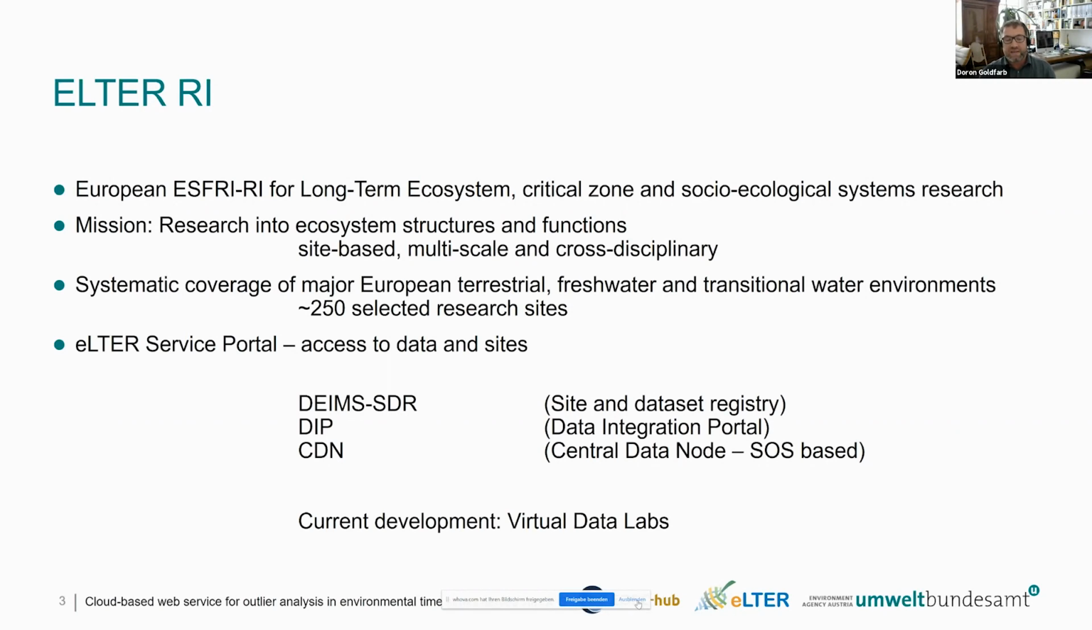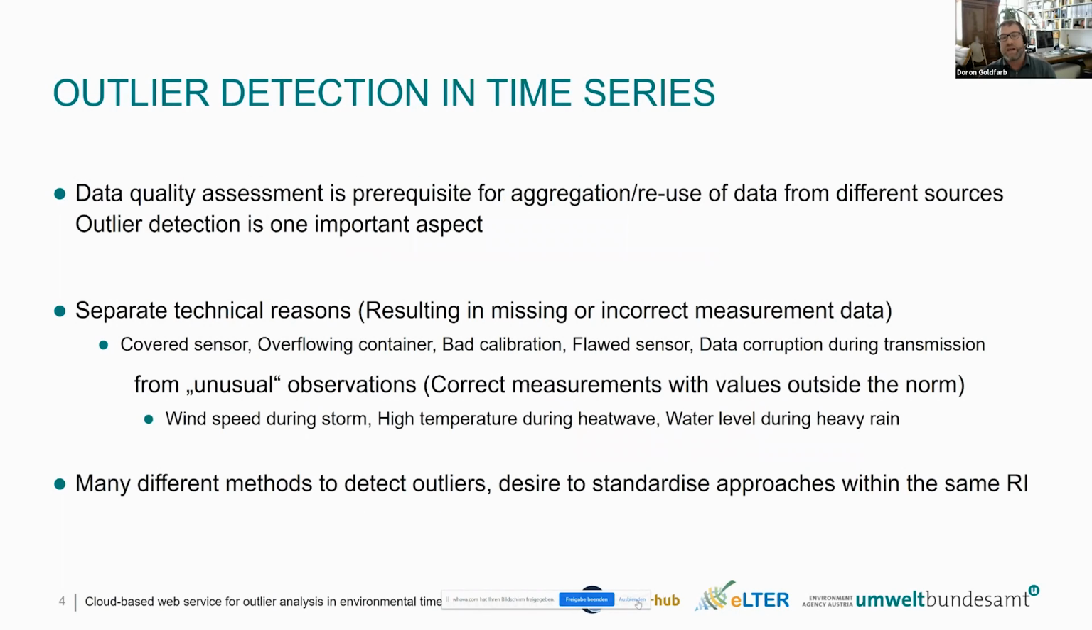And one significant development which is taking place right now in the context of the eLTER Plus project is the development of so-called virtual data labs, which are currently envisioned to be based on Jupyter Notebook, for example, reusing the data offered via the CDN, for example, and other sources to do research. And of course, in this context, as mentioned before, outlier detection is crucial. Considering the aggregation of data from different sources, it's a prerequisite. And outlier detection is an important aspect of quality assessment in general.